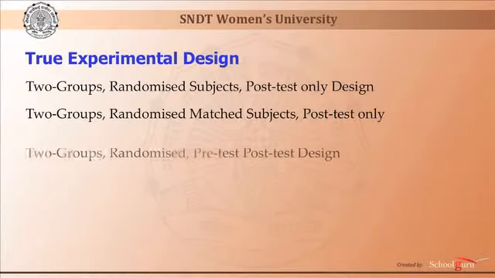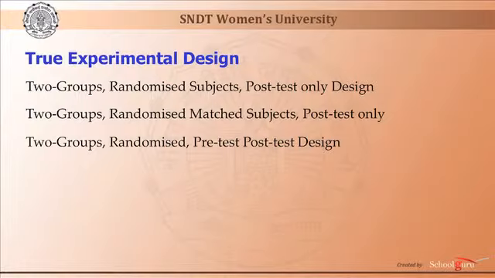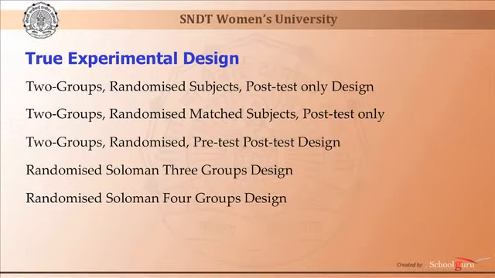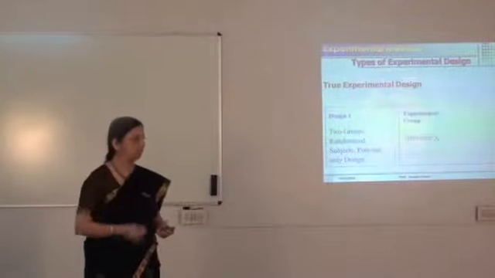The third is two groups, randomized, pre-test, post-test design. In the first two, there is no pre-test, and the third has a pre-test and post-test. And randomized Solomon 3 groups design. Randomized Solomon 4 groups. We will see each design now.